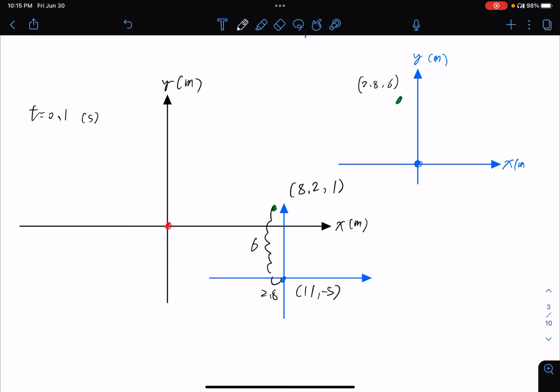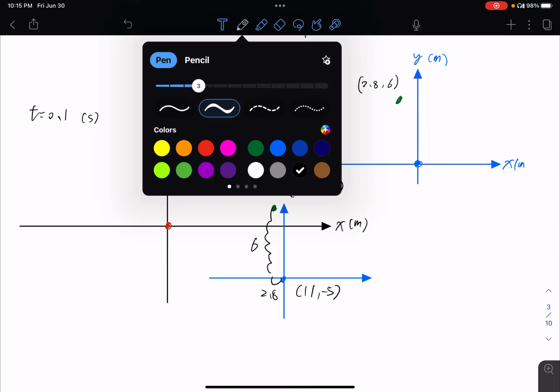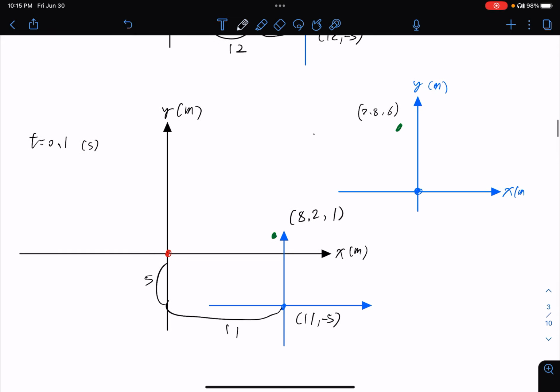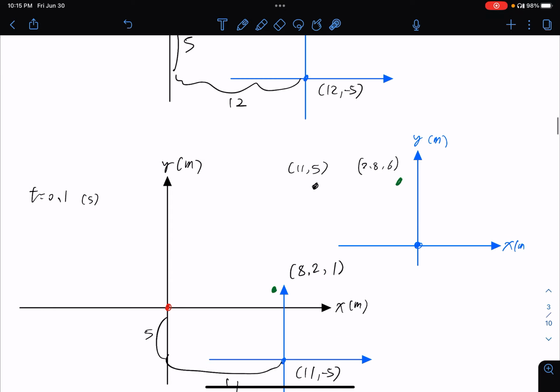Now, for the red dot, I know the red dot is at 0, and this is 11, and this is 5, so it should be at 11, 5. Good, now we have t equals 0.1 down.